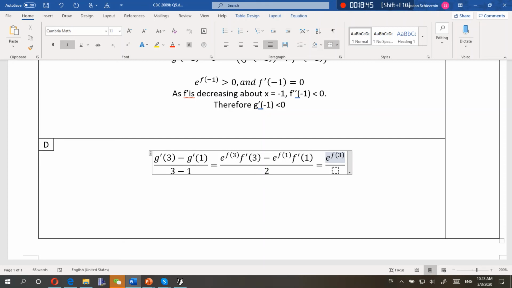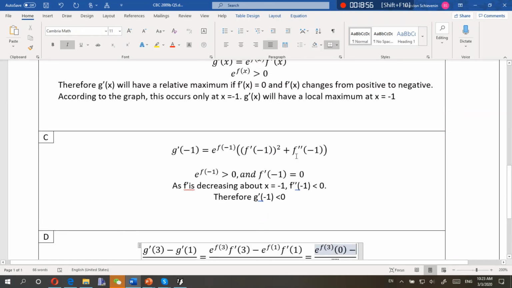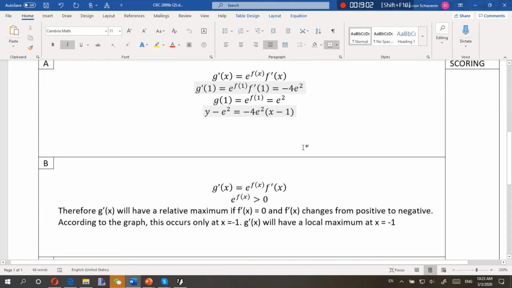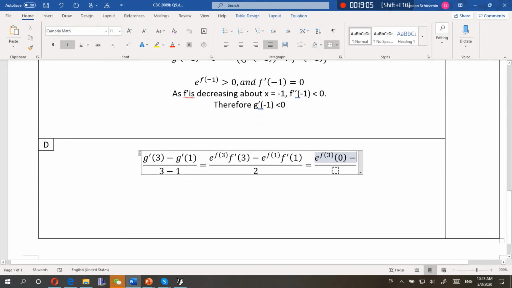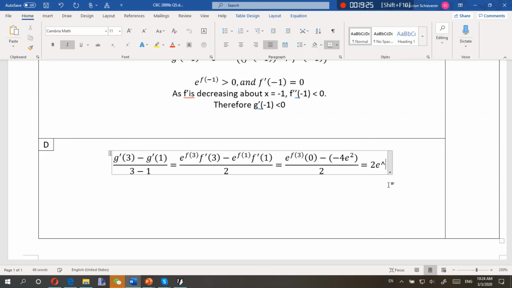I think you're doing the same thing, right? So you're trying to estimate with me? Yeah. Okay, we do know this part though. Is the f of 1 times f prime 1, which we said was this, negative 4e squared, and then divided by 2. Okay, so what should our final answer be? Oh, it's 2e squared.